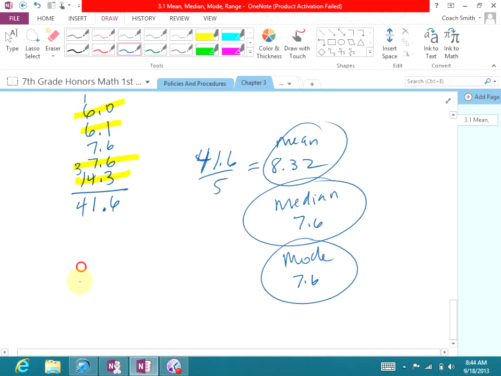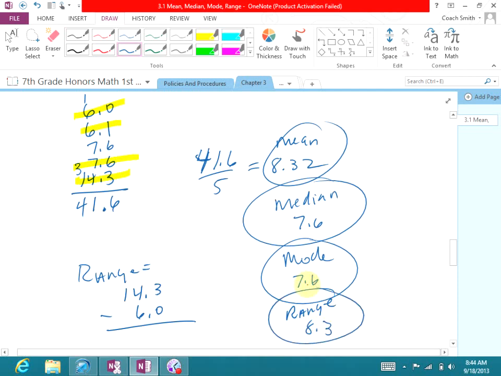Okay, now what's the range? So you have to take 14.3 minus 6.0. What? Nope. 8.3. Okay, so there's your 4 statistics right there.